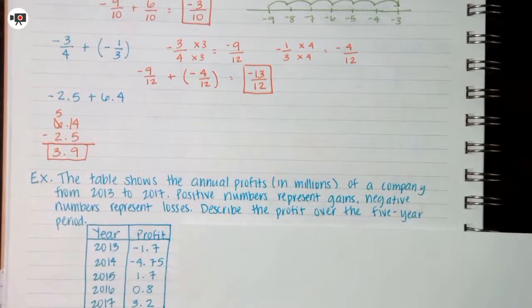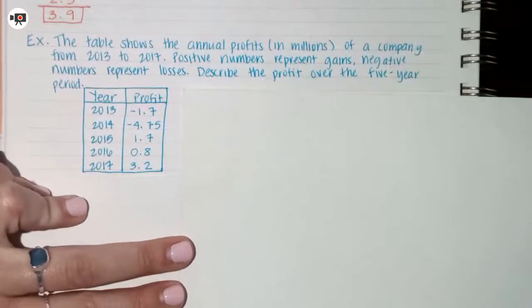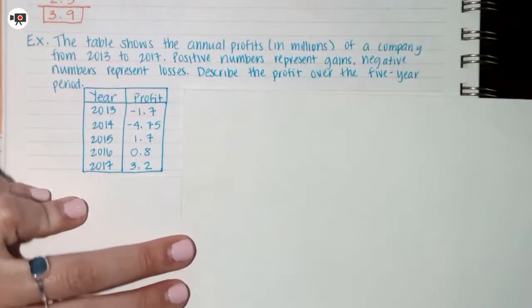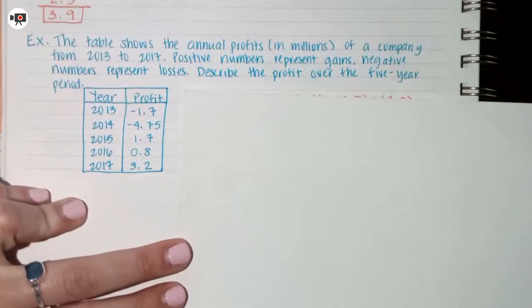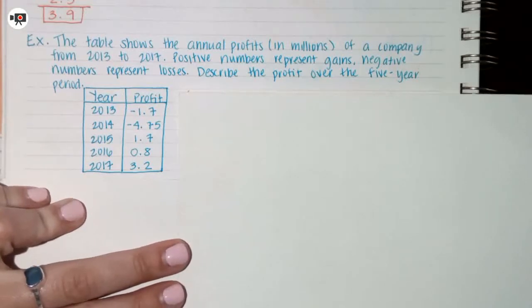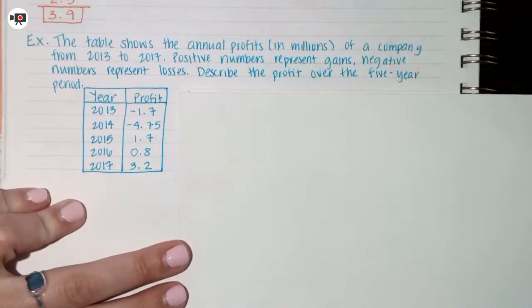Alright, the table shows the annual profits in millions of a company from 2013 to 2017. Positive numbers represent gains, and negative numbers represent losses. Describe the profit over the 5-year period.